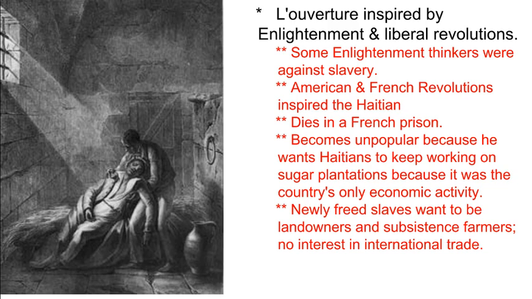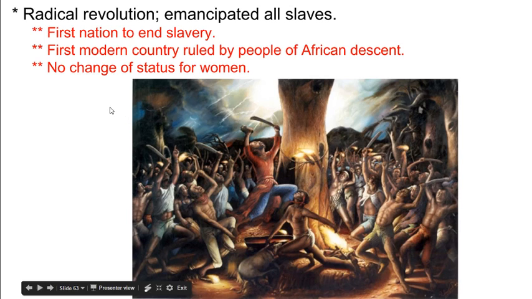So L'ouverture's victory was very successful, and this was a radical revolution. This was the definition of a radical revolution. The American Revolution benefited the upper class white men, and the French Revolution really benefited the bourgeoisie, at least immediately. But the Haitian Revolution really benefited everyone, upper class, middle class, lower class, especially the slaves, 90% of the population, because they're going to abolish slavery. They're going to be the first country to abolish slavery in the modern era, I should say.